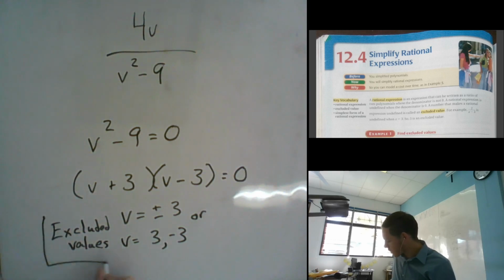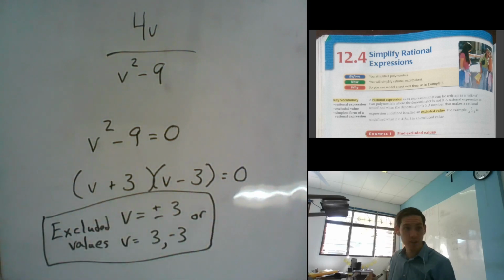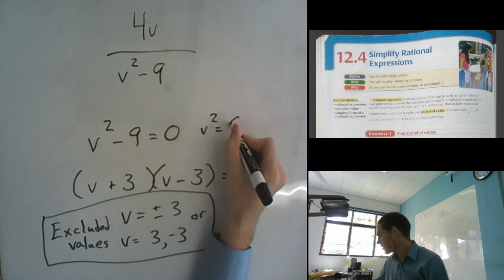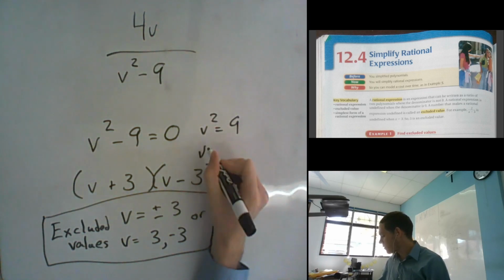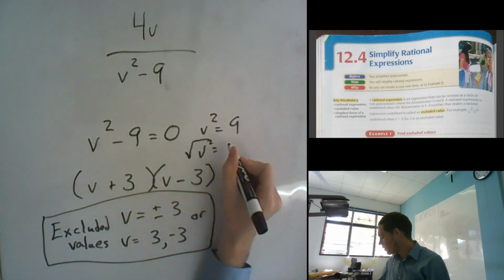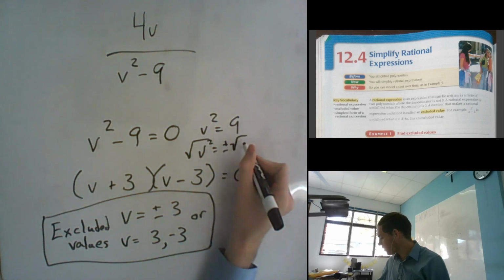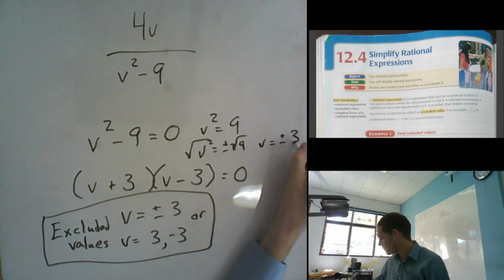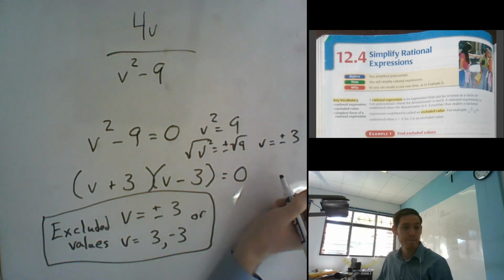And this is excluded values because it's plural. Yeah, you could have done it this way. V squared equals 9. Then you root both sides. So v squared square rooted equals plus or minus square root of 9. So v equals plus or minus 3. Same thing.